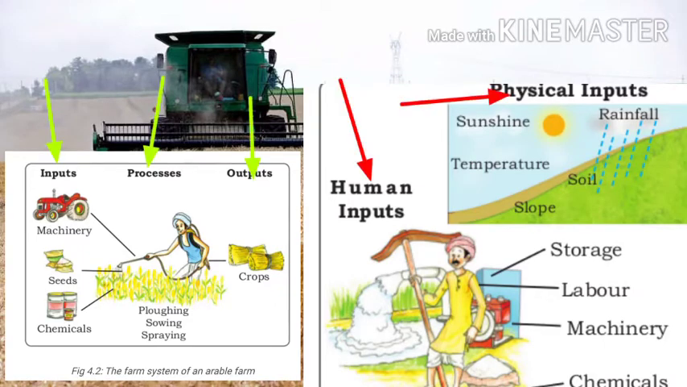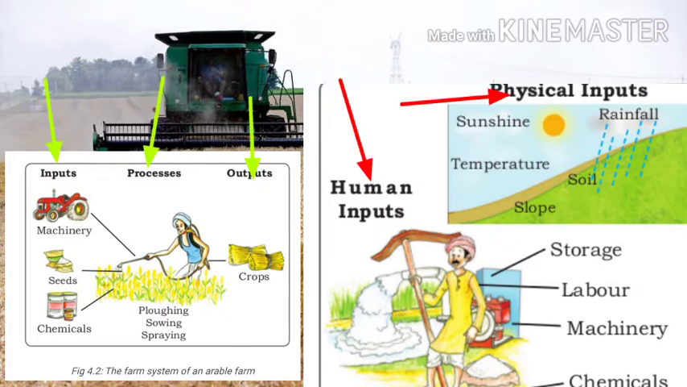Means first we have to sow the seeds, then for that we have to use some inputs, and after that we have to apply a process on the farming system, and then after that we will get an output in the form of harvesting the crop.